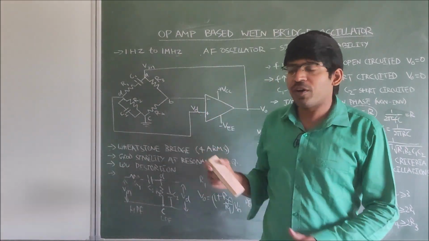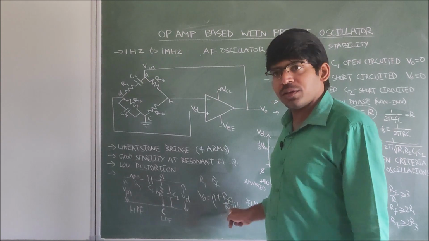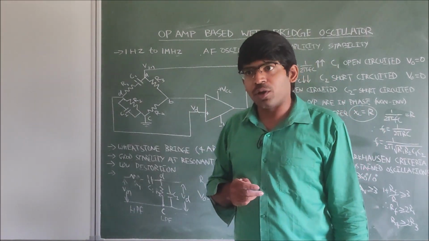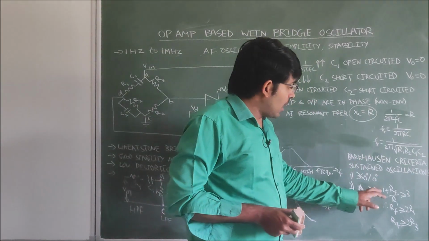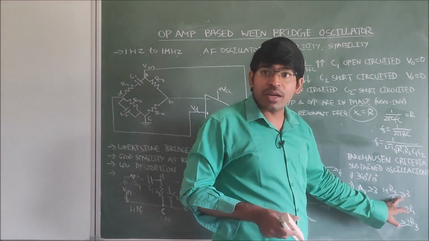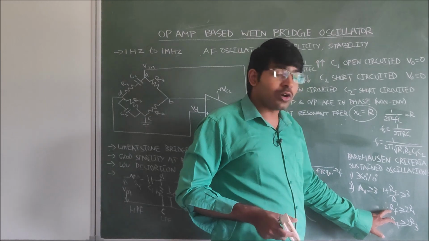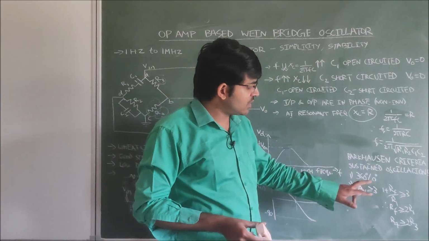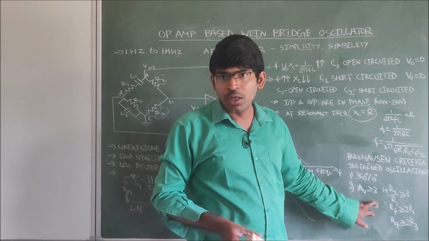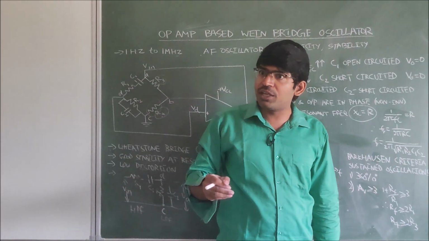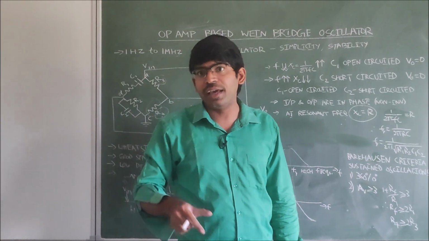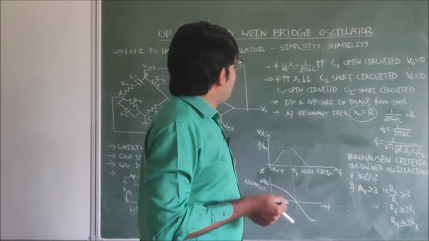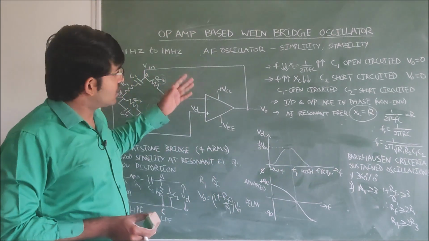In a non-inverting amplifier, the gain is 1 plus RF by R1. In an inverting amplifier, the gain is minus RF by R1. So here, 1 plus RF by R1 must be greater than or equal to 3. Therefore, RF must be greater than or equal to 2 R1. If you satisfy these two conditions, you get a very good signal with a very high gain at the resonance frequency.